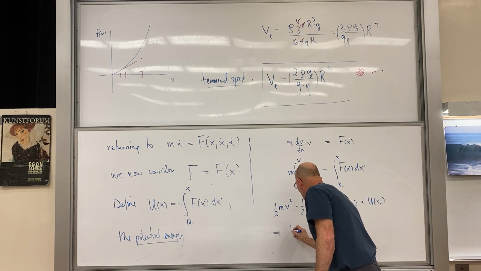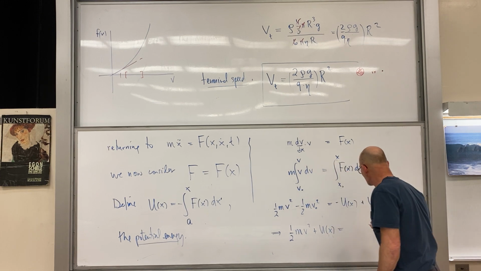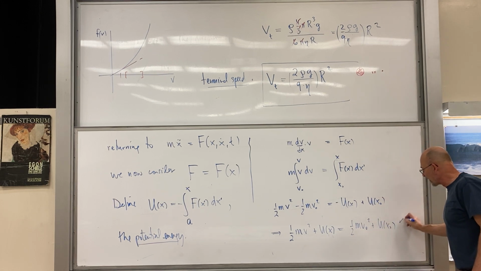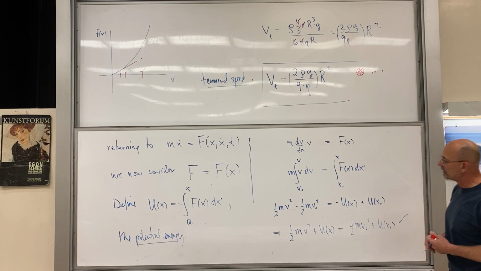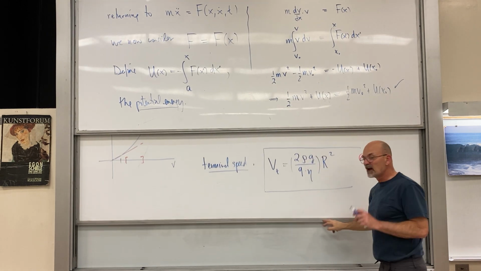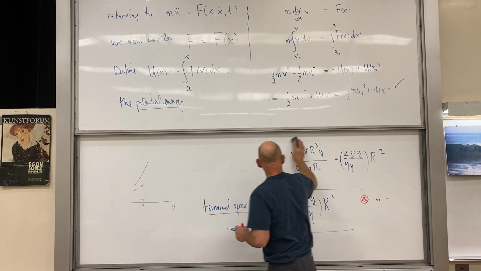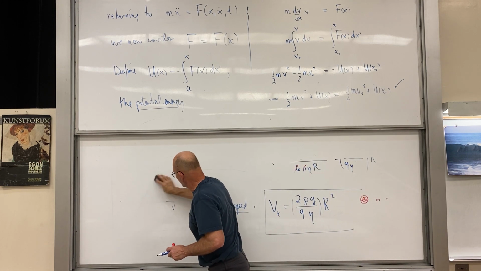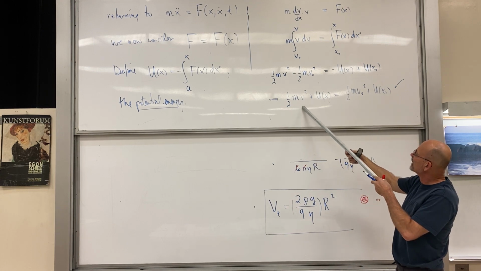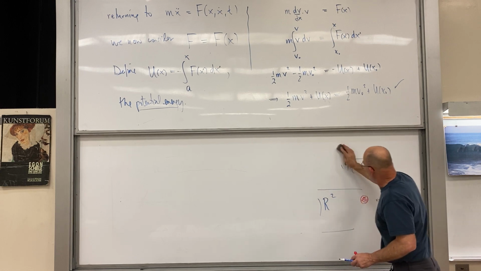So I'll have 1/2 m v squared plus u of x is equal to 1/2 m v0 squared plus u of x0. So that's one way, and you guys have seen energy conservation, perhaps in this form. Another way to do this is just to define our kinetic energy. So actually, we haven't introduced the kinetic energy yet in this way, but you could say, well, we've defined this as the kinetic energy.